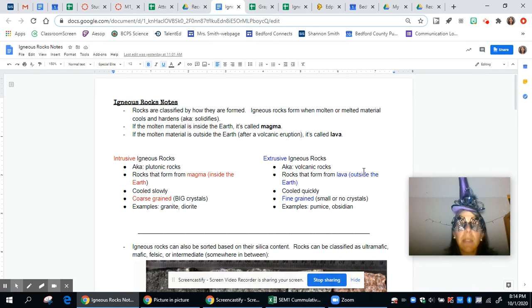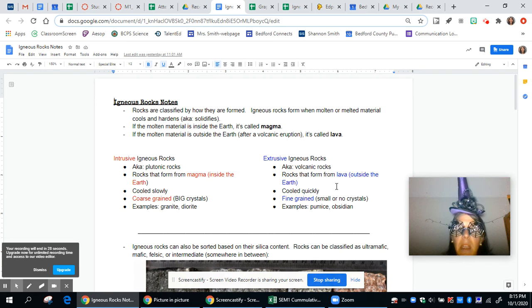And because they're outside, they can cool much quicker. And because they cool quickly, there's not as much time for crystals to grow. So you might have teeny tiny crystals, or sometimes, like in the case of obsidian, it cools so fast that no crystals get to grow. So you get that awesome glassy appearance.